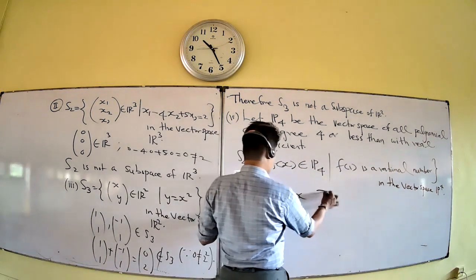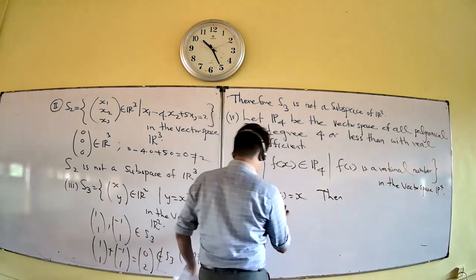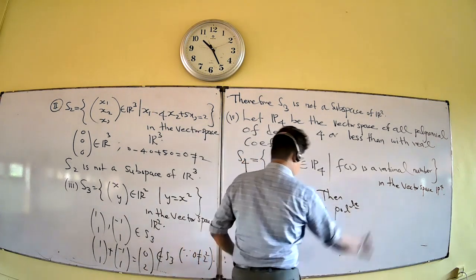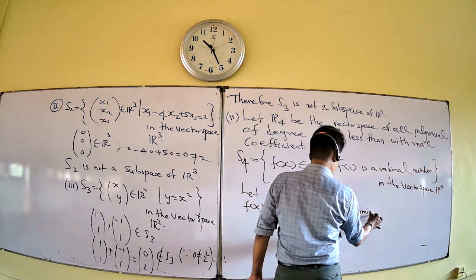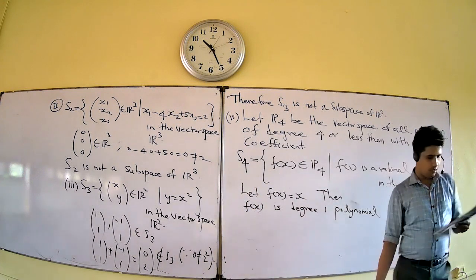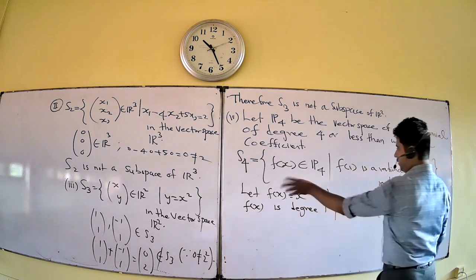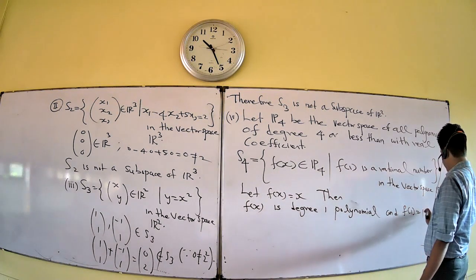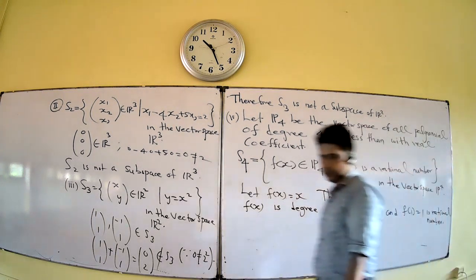Then f of x is a degree 1 polynomial, and f of 1 is 1. Therefore, you can write 1 as 1 over 1. Therefore, it is a rational number. Is it okay? 1 over 1 is a rational number.